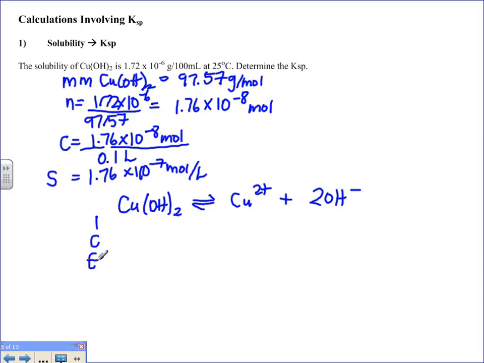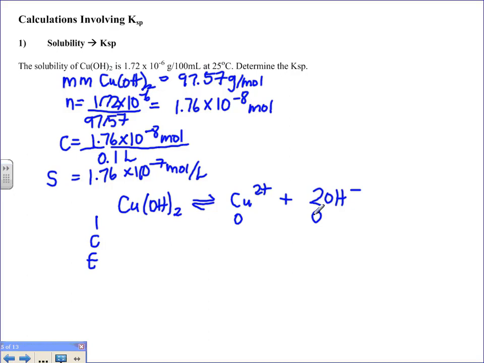Now, when we are thinking about something dissolving, we're actually thinking about this substance dissolving in water. And it's the solubility that defines the amount of this that can dissolve. Okay, this is the amount of copper hydroxide that can dissolve in water. So essentially, we start with none of this dissolved.